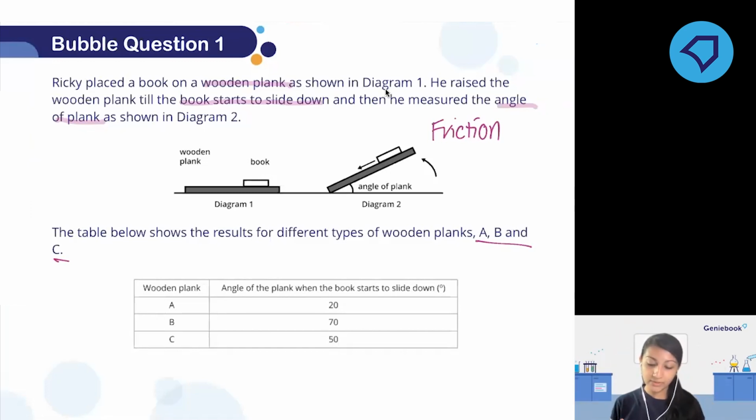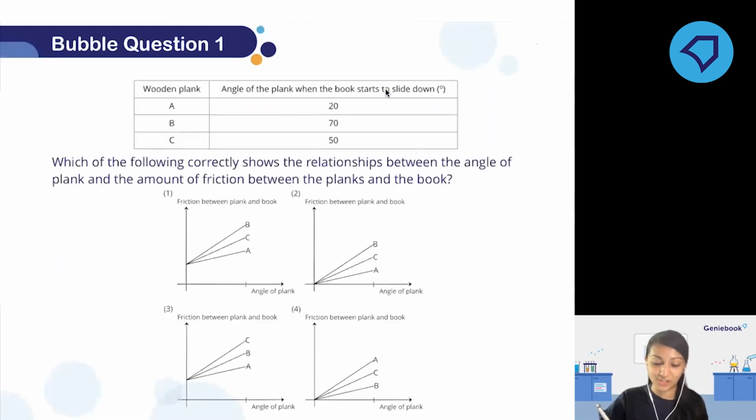When I raise it up to 20 degrees, the book starts to slide down for plank A. For B it is at 70 degrees, and for C it is at 50 degrees. So think about it. What is the relationship between the surface of the wooden plank and the angle? Are you ready to see the actual question? For those who have done it, try to remember how to solve this question.